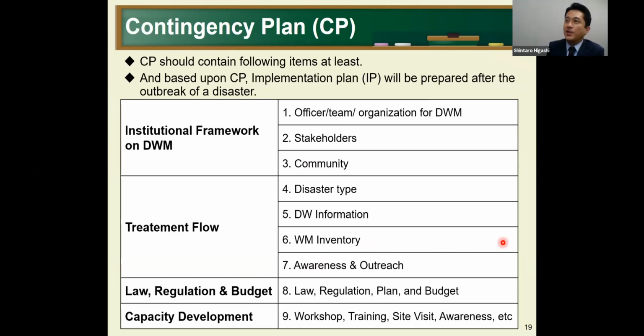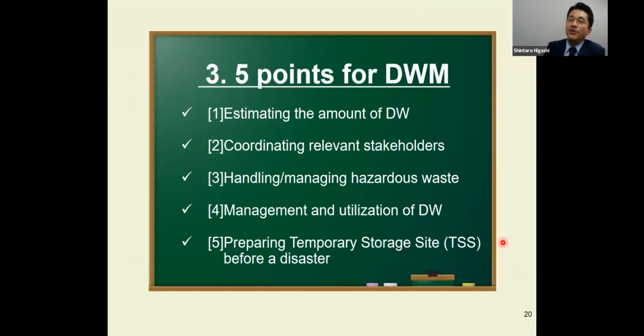This is the very basics of disaster waste management. Maybe you can learn the basics. And today, I'd like to introduce 5 points for disaster waste management: estimating the amount of disaster waste, coordinating relevant stakeholders, handling and managing hazardous waste, management and utilization of disaster waste, and the infrastructure of disaster waste, the importance of preparing the temporary storage site, TSS, before a disaster.